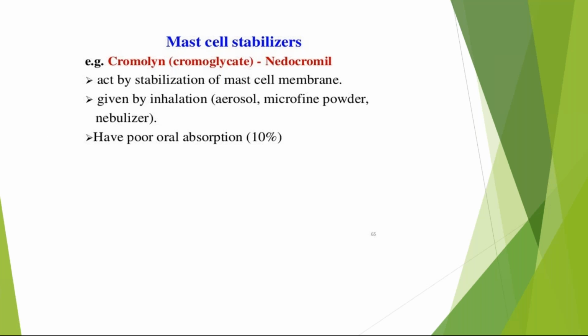And coming to the mast cell stabilizers like cromolyn and nedocromil, they act by stabilization of mast cell membrane. So they prevent the release of mediators like serotonin, histamine, which are responsible for bronchoconstriction, increased permeability, and increased number of eosinophils. So by stabilizing the mast cell membrane, cromolyn inhibits the release of mediators. They can be given by inhalation, aerosol route, and they have a poor oral absorption.